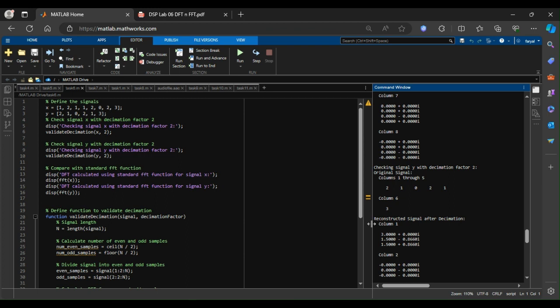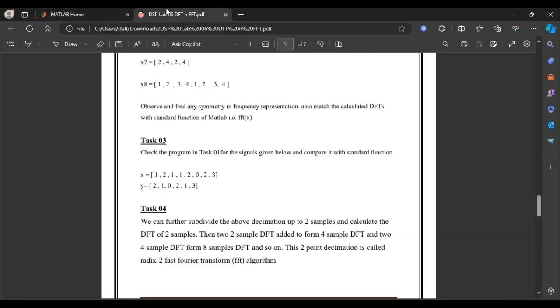In general, task 1 basically focuses on implementing and visualizing a specific decimation process, while task 2 compares the result of this process with those obtained using MATLAB standard functionality to validate its correctness.